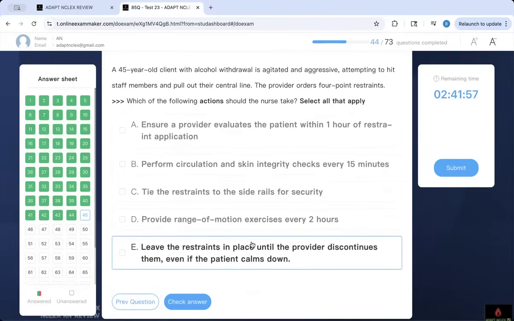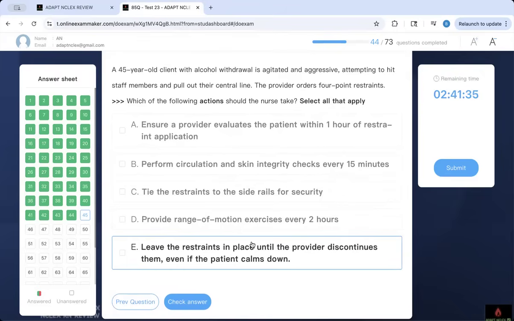A 45-year-old with alcohol withdrawal is agitated, aggressive, attempting to hit the nurse and pull the central line. The provider orders 4-point restraint. Which of the following actions should the nurse take? Select or apply. Patient is being prescribed a restraint. What would you do? Ethics and restraint fundamentals.